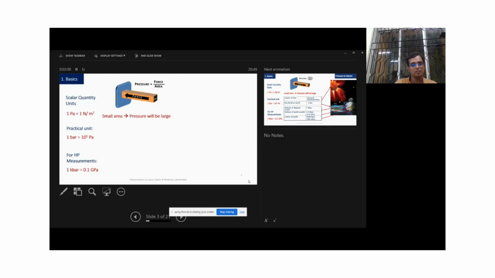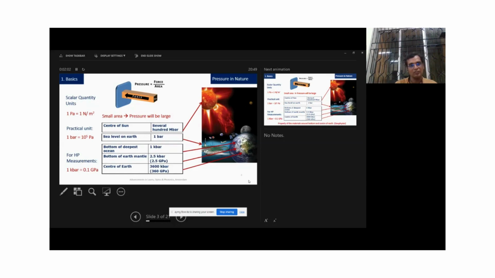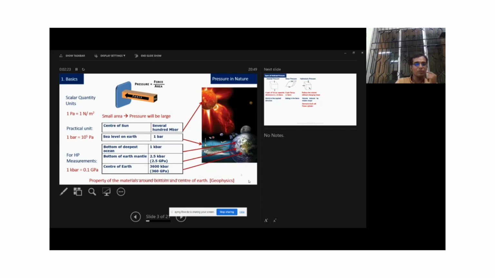In nature, at the center of the sun there will be several hundreds of megabar. At sea level it is 1 bar. The bottom of the deepest ocean is 1 kilobar, and going down to the bottom of the Earth's mantle it is about 2.5 GPa, and at the center of the Earth it is 360 GPa. The importance of this study is to understand the properties of materials around the center of the Earth.